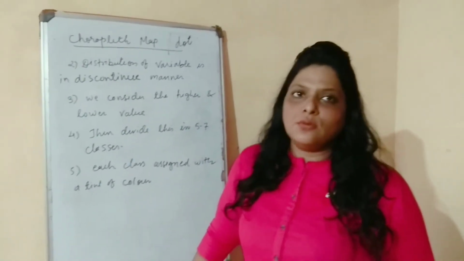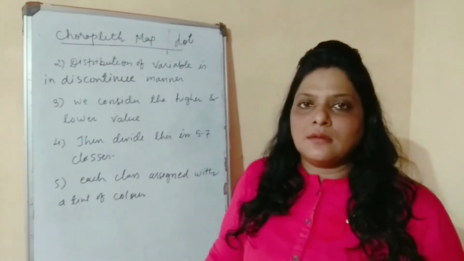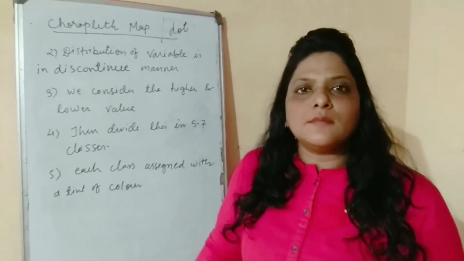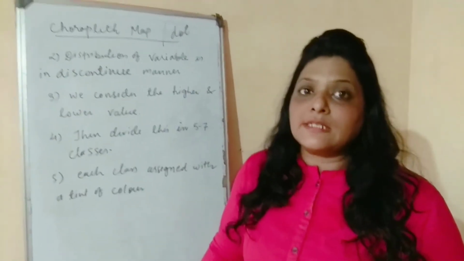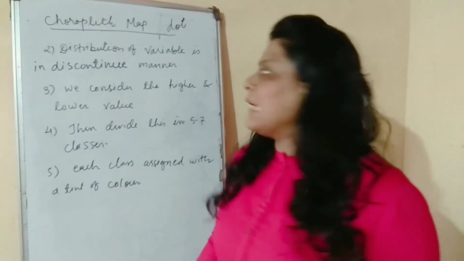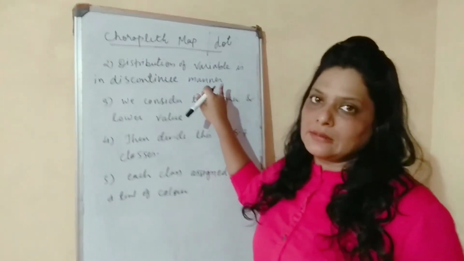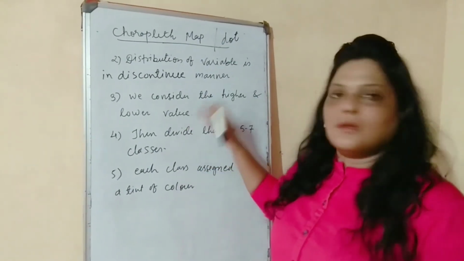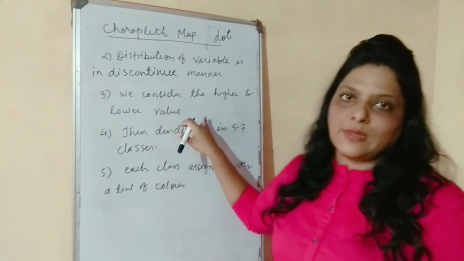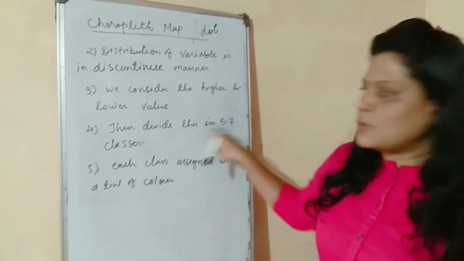Okay, student. So it's clear now that we collect data here by some process like measurement, surveying, etc. We don't use the raw data like the dot map. Next, whatever the distribution of the variable, it is in a discontinuous manner. Then we consider the highest value and the lowest value, and then we divide it into 5 to 6 units or classes.